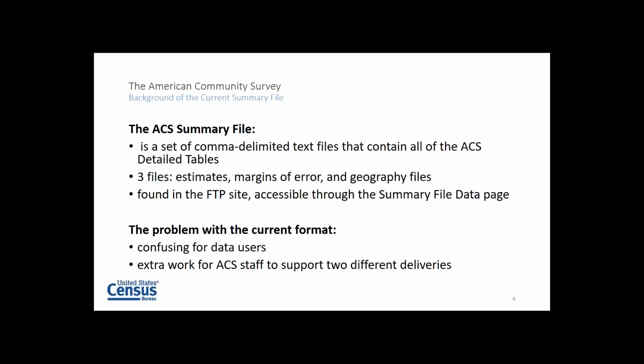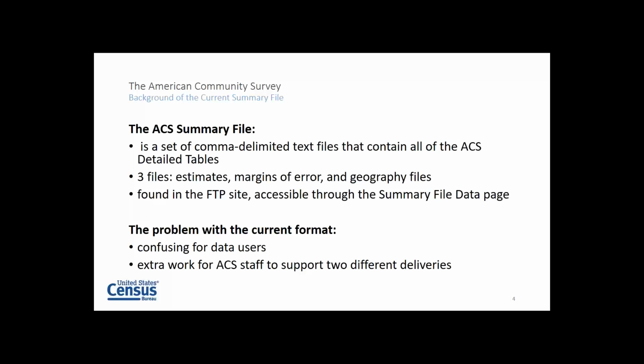So I'd like to dive into just a quick background of what the current summary file is. The ACS summary file, again, this is the current, is a set of comma delimited text files that contain all of the detailed tables for the ACS data releases. The current format is comprised of 3 files. We have the summary file estimates, the margins of error, and then also the geography files.